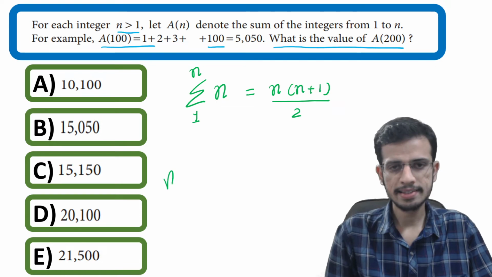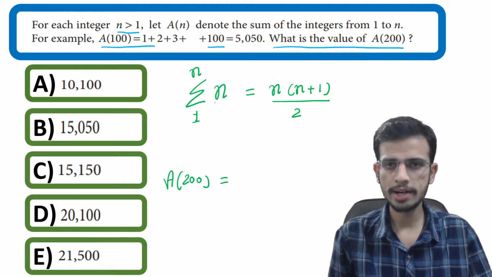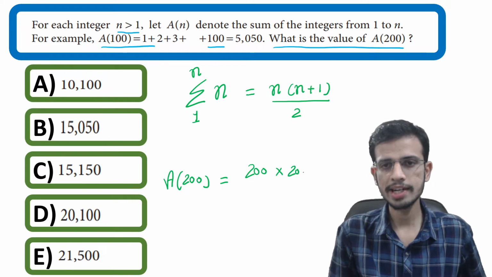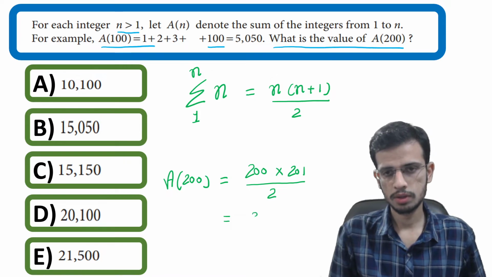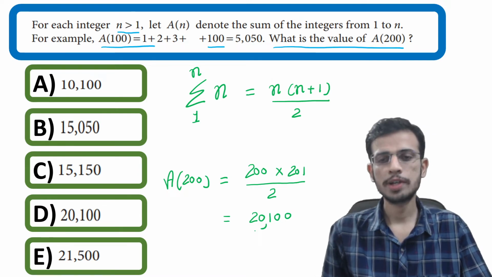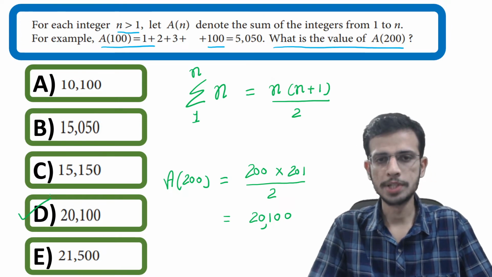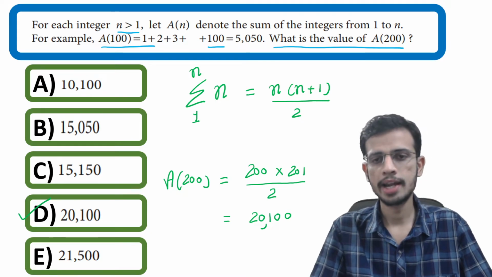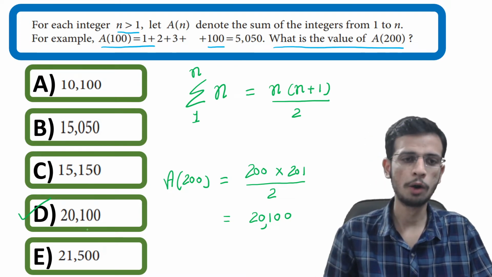So if you want to find A of 200, the sum of the first 200 positive integers, n is equal to 200. We can put 200 into 201 divided by 2. So you get the answer, 20,100, that will be option D. Yes, option D is the correct answer for this question. This is a very simple question. You just put in the formula and get the value. We don't need a calculator. 200 and 100, that is 100.